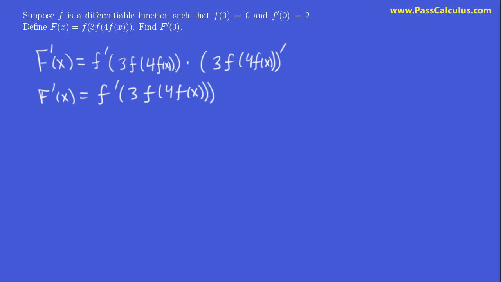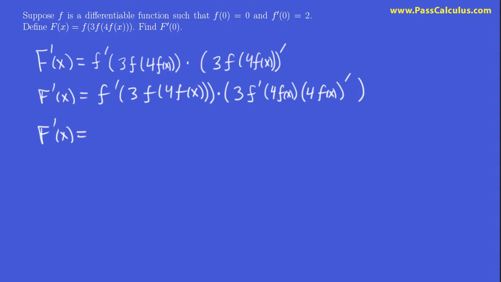Okay. And what is the derivative of this part? Well, the 3 is just a constant, so it's just going to be pulled out front. And now I'm ignoring this 4 times f of x stuff. So I'm going to write f prime of that stuff multiplied by the derivative of that stuff. There we go.